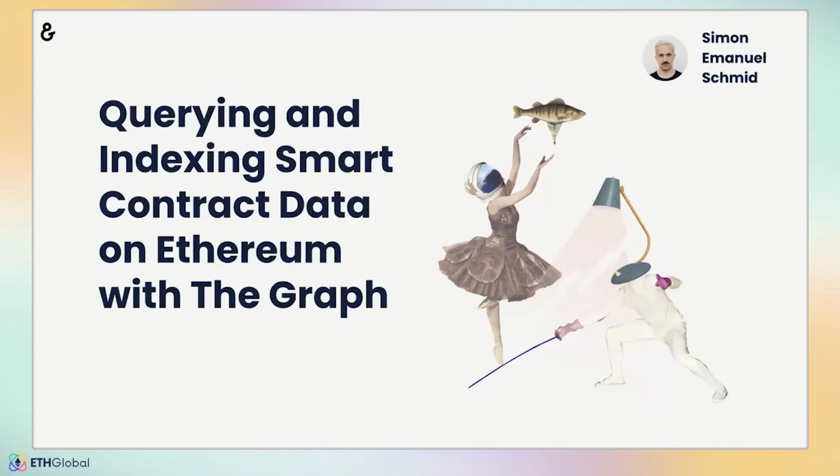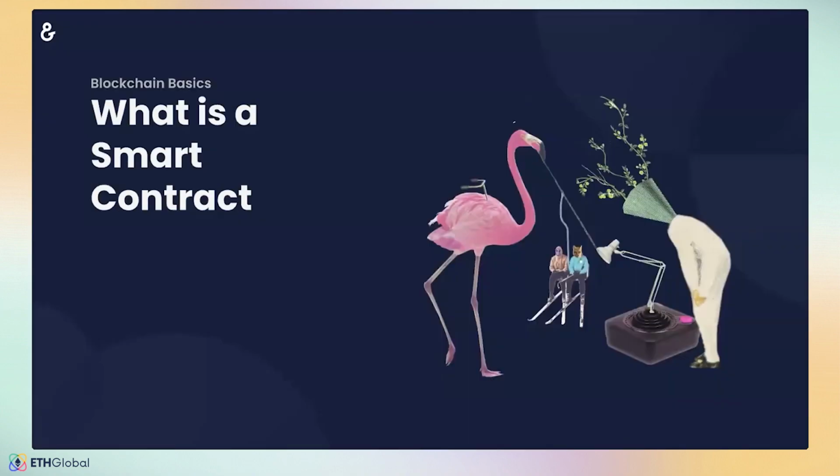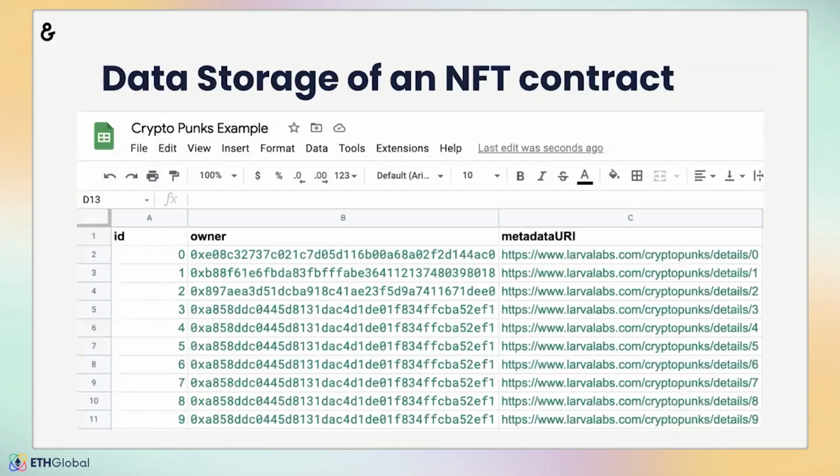So querying and indexing smart contract data on Ethereum with The Graph. I start here really with the basics. That is, what actually is a smart contract anyways? And I have an interesting example you can think about of a smart contract that has two things. Basically, it has storage, like data, and you can think about the storage in a smart contract as a simple Google Sheets or Excel sheet where you have just rows and columns with data in it.